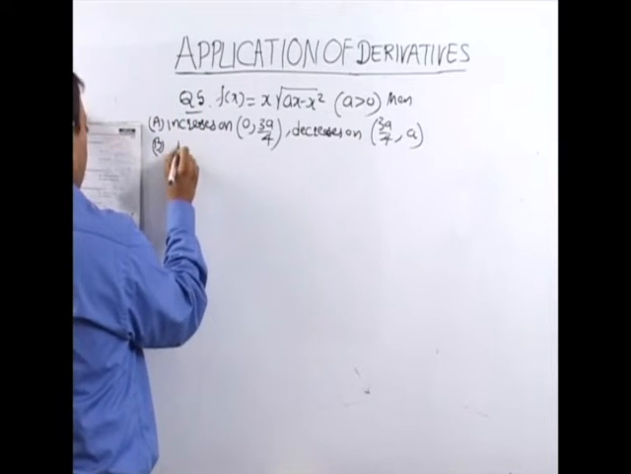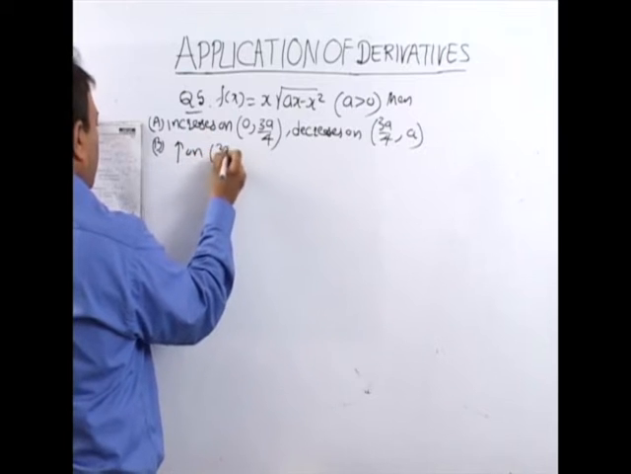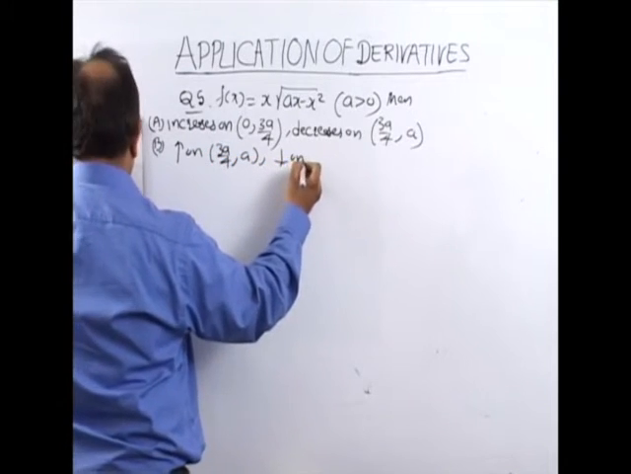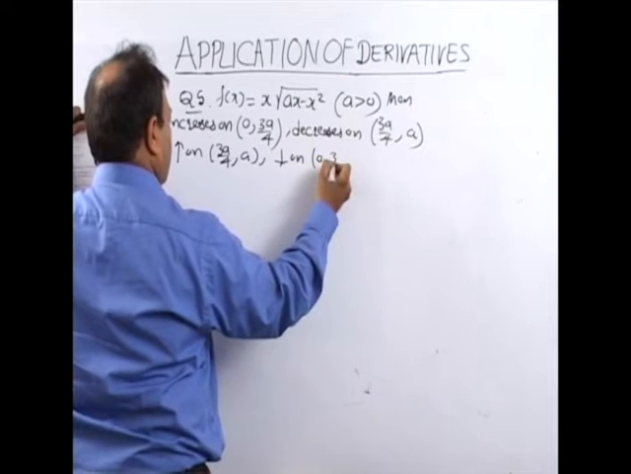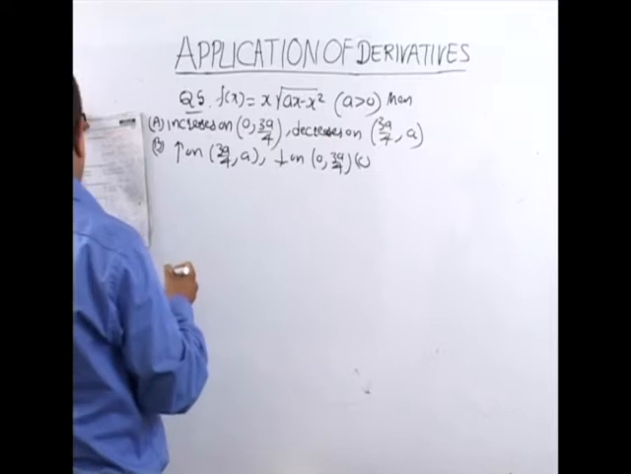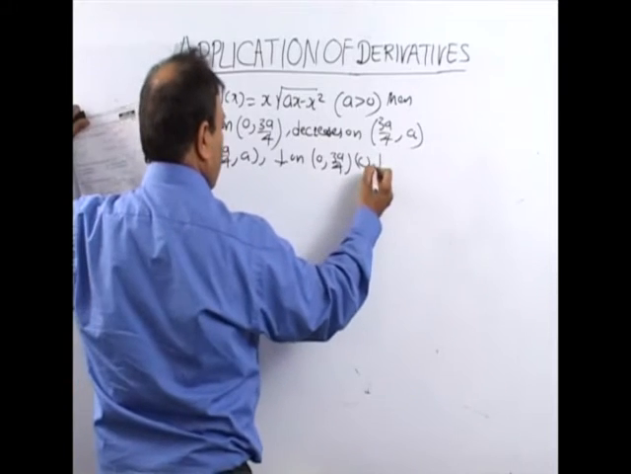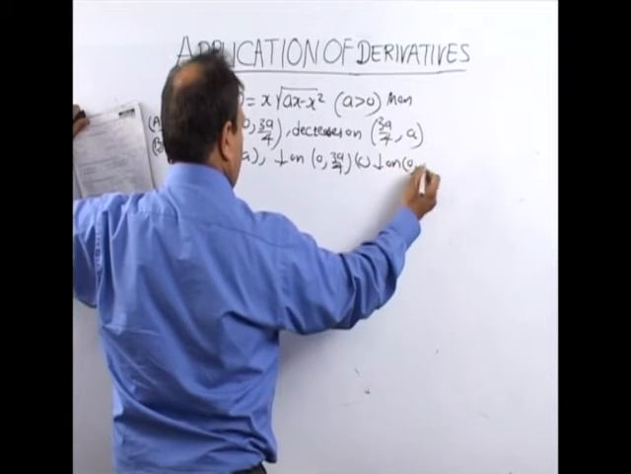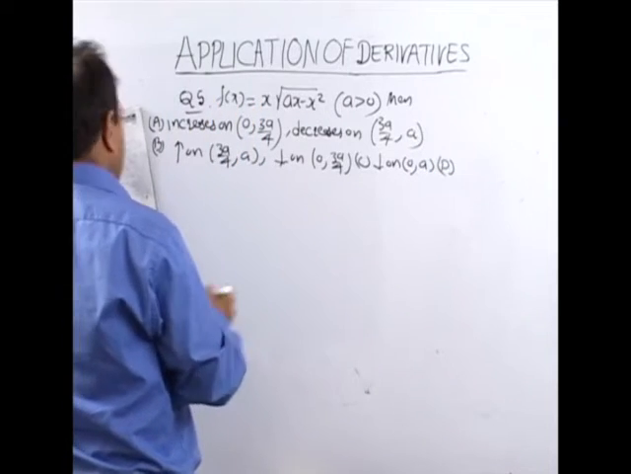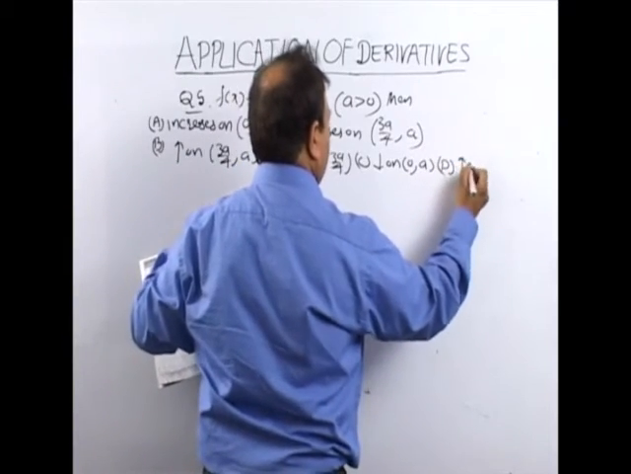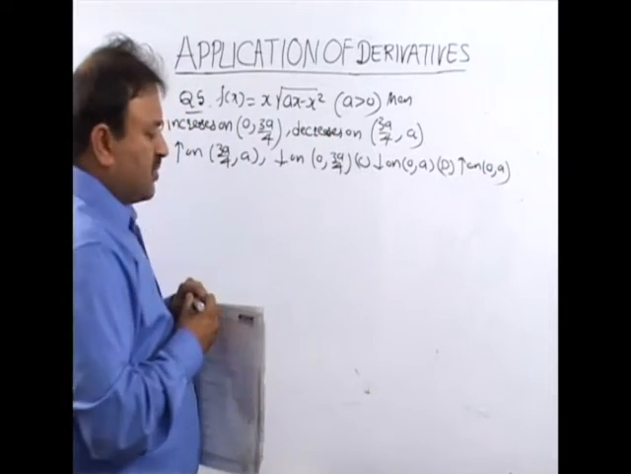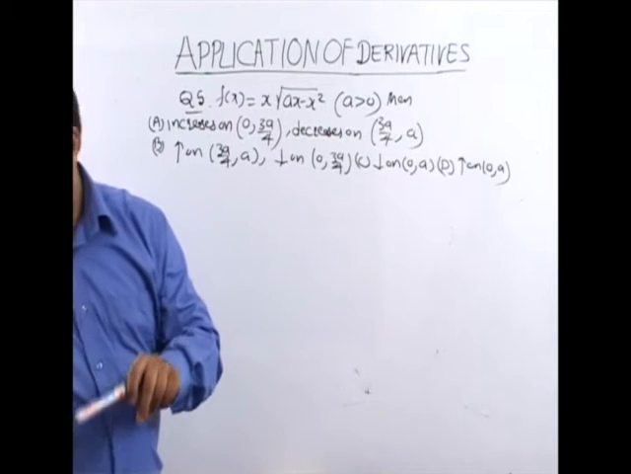B: increases on 3a by 4 comma a, decreases on 0 comma 3a by 4. C option: it is decreases on 0 comma a, and the D option is increases on 0 comma a. These are the four options we have been given.